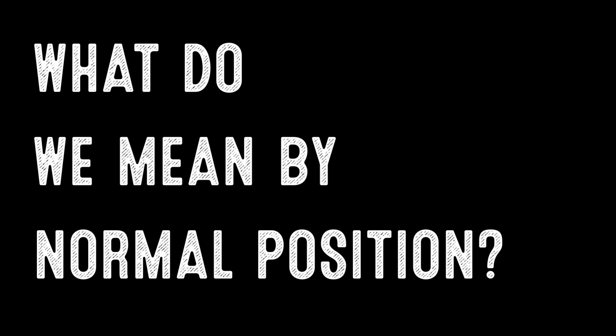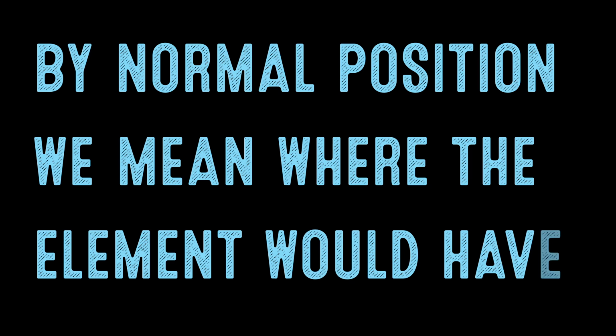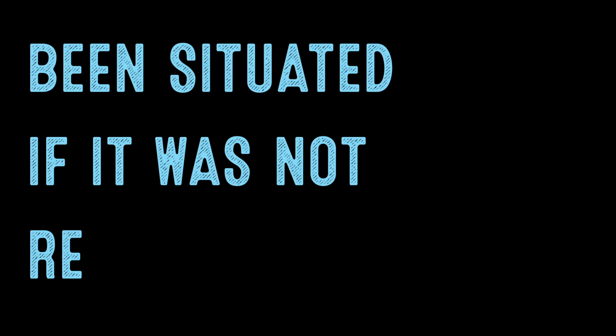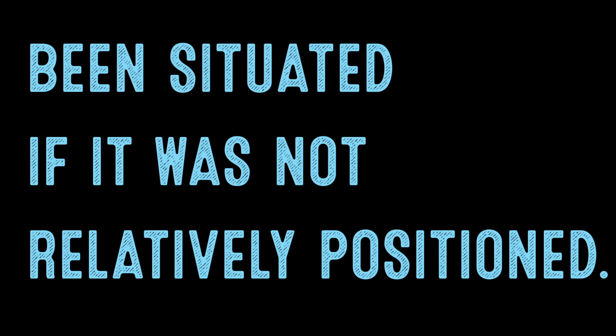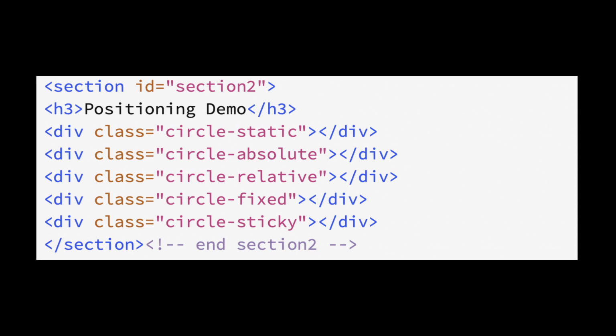What do we mean by normal position? By normal position, we mean where the element would have been situated if it was not relatively positioned. Here is the HTML code again for section 2 in our demonstration. We see that it would be the third circle element.